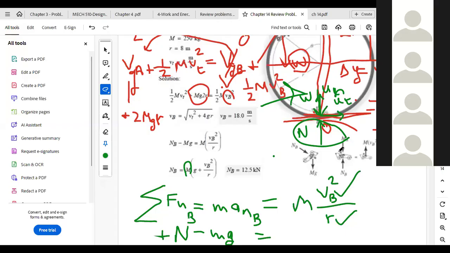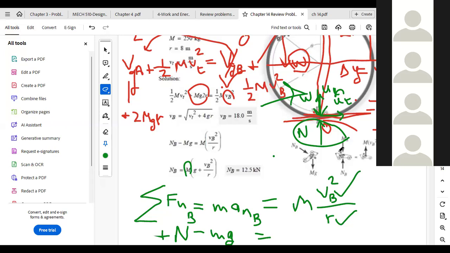I was saying that here the normal is not doing any work. You only care for the weight, and the weight is a conservative force. Because of that, you can apply conservation of mechanical energy. So whenever you want to know if you can apply conservation or not, you should look at the forces doing work. If all of the forces doing work are conservative, you can apply conservation of mechanical energy.